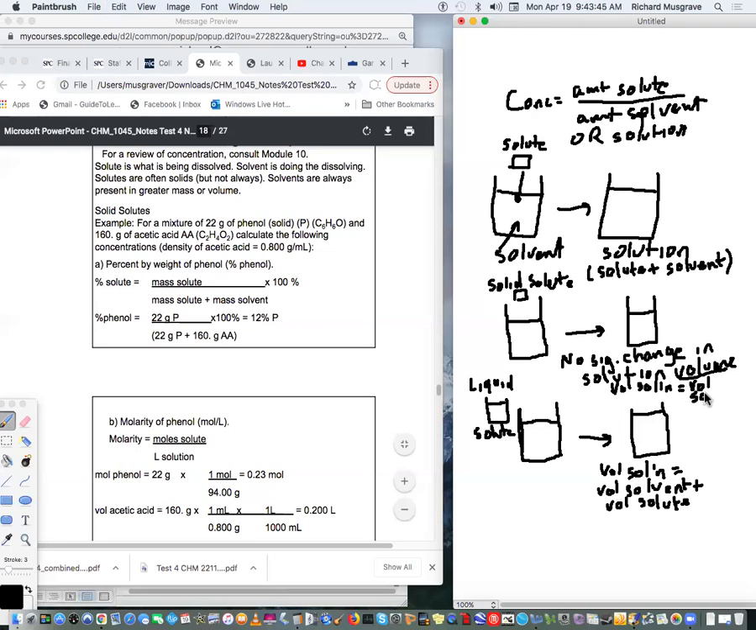Let's try it again. Solvent. Does anybody have any questions?